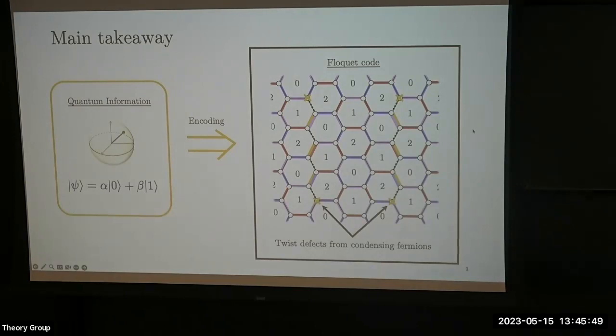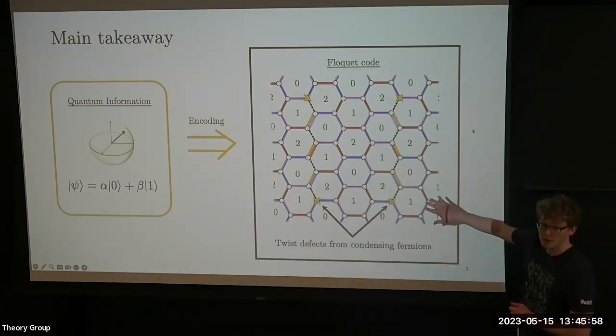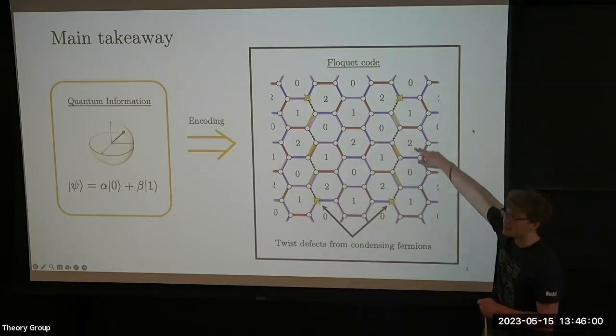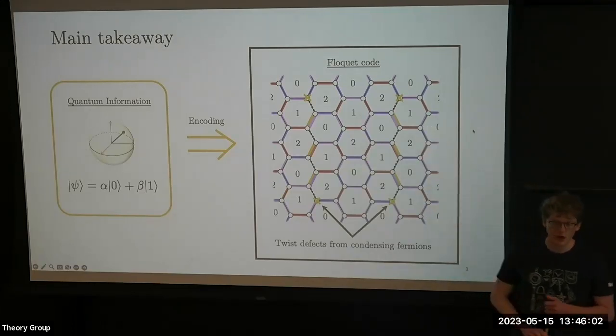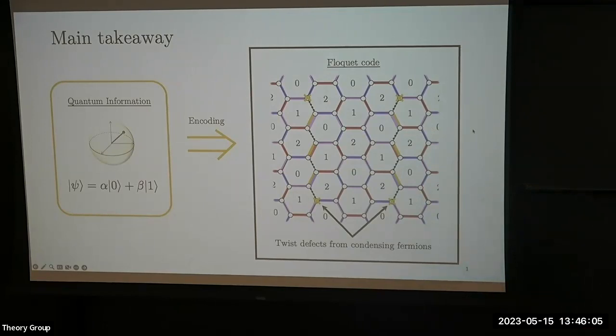Okay, here's the main takeaway. I'm going to tell you about a scheme for storing and protecting quantum information in a dynamical quantum error correcting code called a Floquet code by introducing irregularities into the code called twist defects. These twist defects are constructed by condensing fermions along lines. I put this in a black box that might not make sense at this point. Hopefully by the end of the talk, those words will make more sense. When you play this talk back in reverse, then everything will be clear.